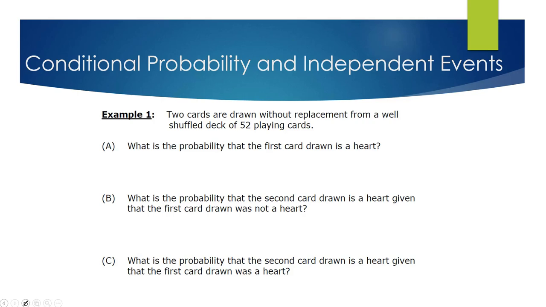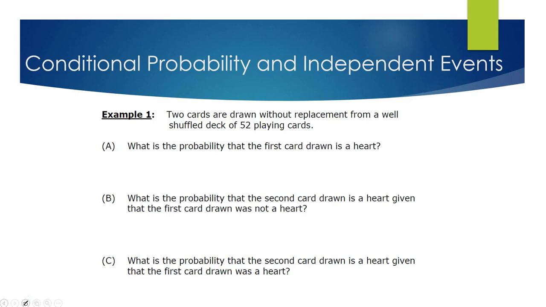Jacks, kings, and queens are your face cards. We're not including jokers here. So things like that. And so you're asked these questions here. What's the probability that the first card drawn is a heart? Because now we're picking 2 cards out of this. What is the probability that the second card drawn is a heart, given that the first card drawn was not a heart? And C, what is the probability that the second card drawn is a heart, given that the first card drawn was a heart?